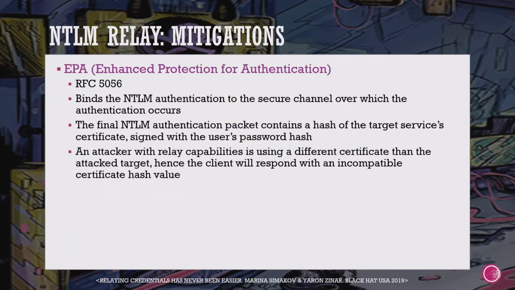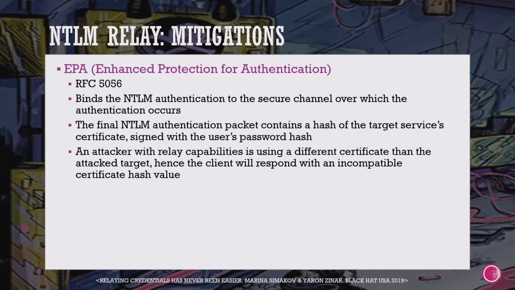All right, the second mitigation that we want to discuss with you today is EPA, Enhanced Protection for Authentication. And here the goal is to protect NTLM authentications from being relayed over a TLS session. So the goal is to bind the NTLM authentication to the TLS session over which the authentication occurs. The implementation is done by adding an additional field to the last NTLM authenticate message called channel binding. This field is based on the hash of the target server's certificate.